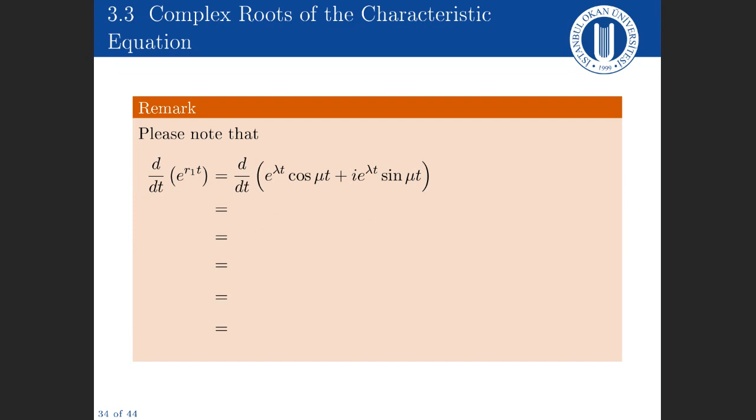To convince you this is the correct formula, I'm going to differentiate this. I'm going to differentiate e to the power r1t, or I'm going to be differentiating e to the lambda t cos mu t plus i e to the lambda t sine mu t. There's two t's here, so we have to use the product rule on the first term, and the second term also has two t's in. So we're going to have to use the product rule on the second term as well.